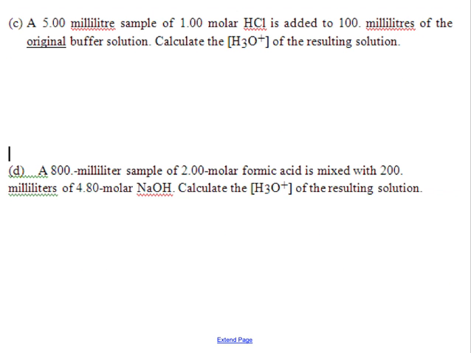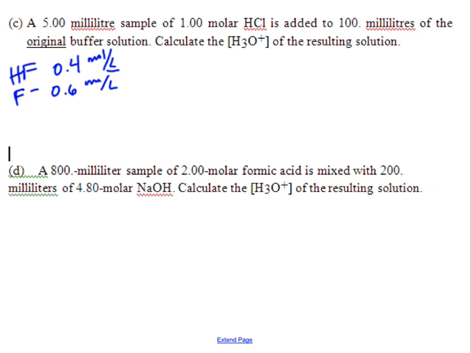A 5 mil sample of 1 molar HCl is added to 100 mils of that original buffer. So before I do anything, I need to write out that original buffer. That original buffer was formate and formic acid. What was the number of moles per liter of the formate? 0.4? I'm going back to the original problem. And it was in a liter container, right? So that was the concentration. And this was 0.6 moles in the liter. And then, that's all we need to know.